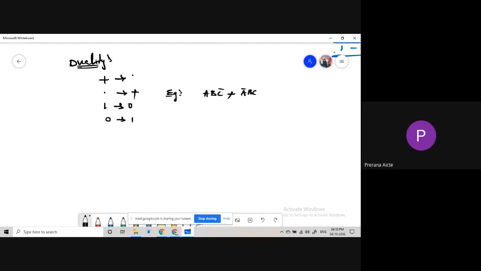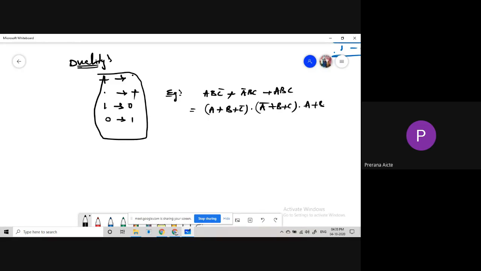So now we are calculating the duality of this function: A B C bar plus A bar B C plus A B C. So what is the duality of this one? By using these four things, we convert it into the duality expression. So we get A plus B plus C bar, into A bar plus B plus C, into A plus B plus C. So this one is the duality of the given expression.